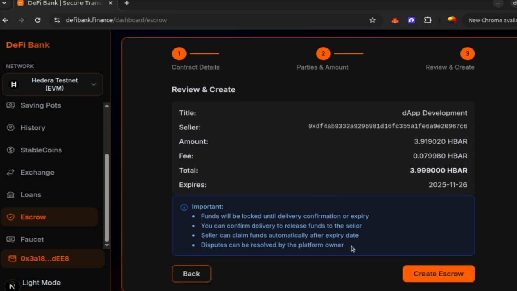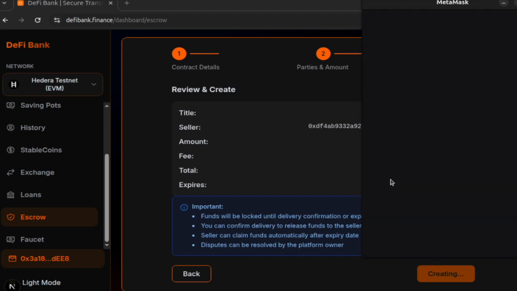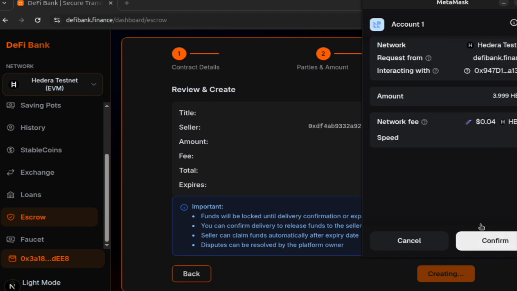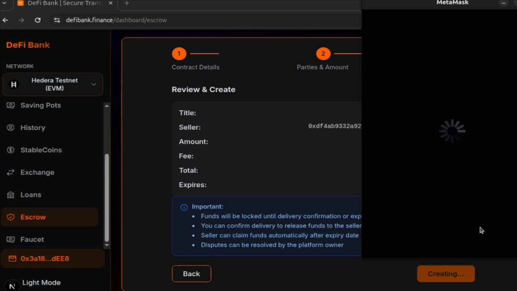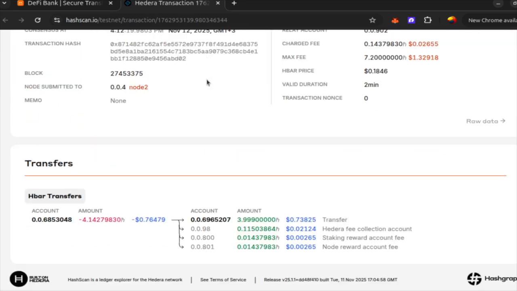And we earn a fee on each of the transactions processed in the escrow. Confirm transaction. Successful on HashScan.